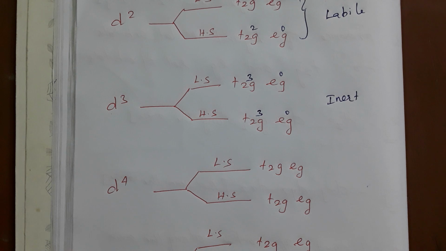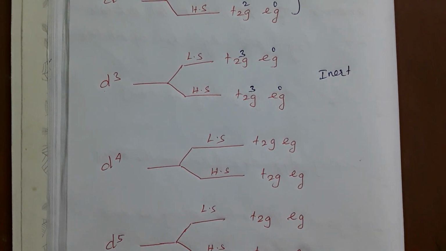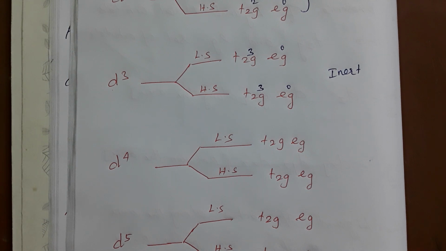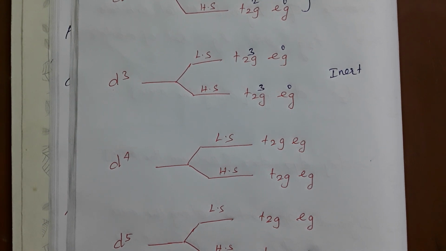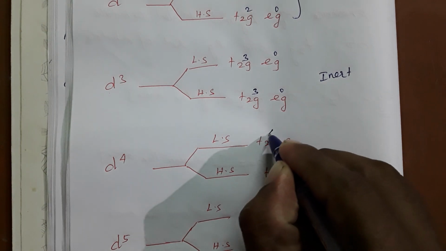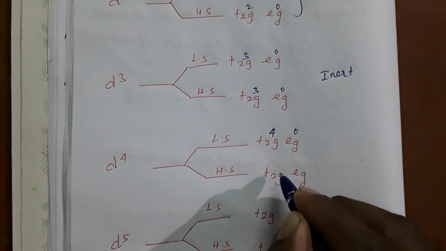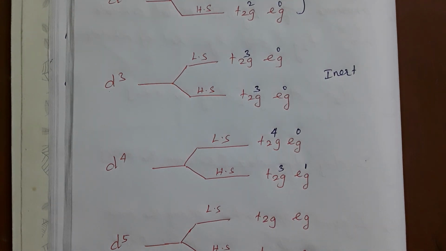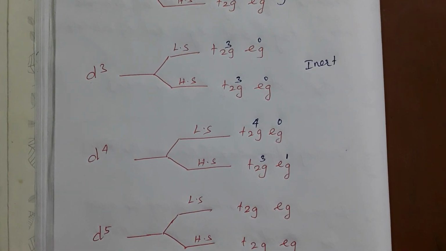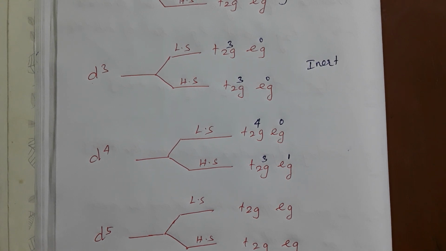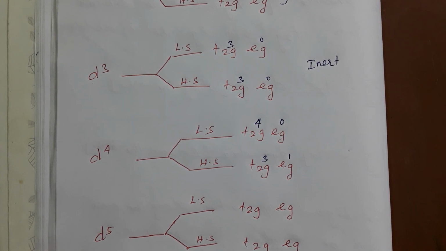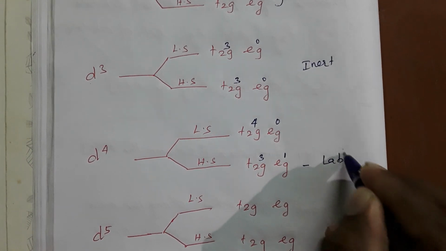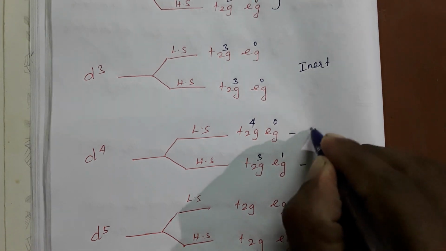Next for d4, the fourth electron, whether it enters the same T2g or the Eg. For the low spin, the pairing will take place, so t2g 4, eg 0. For the high spin, t2g 3, eg 1 electron. Whenever we have an electron in the Eg orbitals, they have the repulsions, the metal ligand bond lengthens, and then it can easily exchange, so it is a labile complex. Now the low spin one is an inert complex.